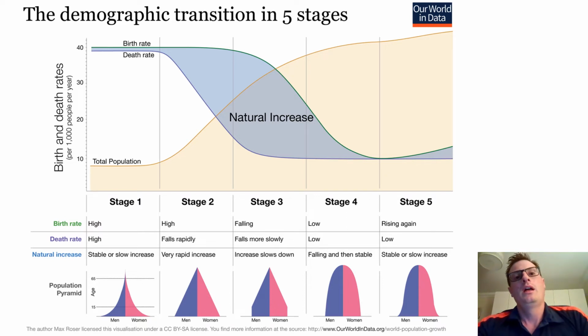Okay. Now the cause of that, this transition from stage one to stage two is largely going to be education, especially education of women in the society, and that's massively important. The education of women is a really good measure of development and is vital to the global development process.